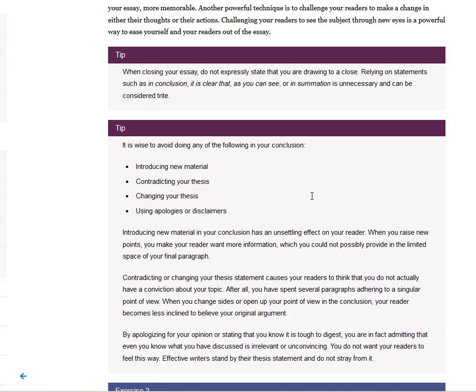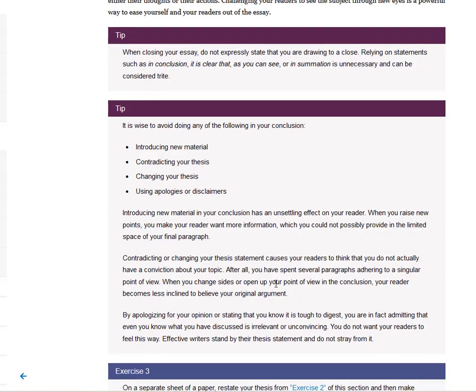Contradicting or changing your thesis statement causes your readers to think that you do not actually have a conviction about your topic. After all, you have spent several paragraphs adhering to a singular point of view. When you change sides or open up your point of view in the conclusion, your reader becomes less inclined to believe in your original argument. By apologizing for your opinion or stating that you know it is tough to digest, you are in fact admitting that even you know what you have discussed is irrelevant or unconvincing. You do not want your readers to feel this way. Effective writers stand by their thesis statement and do not stray from it.